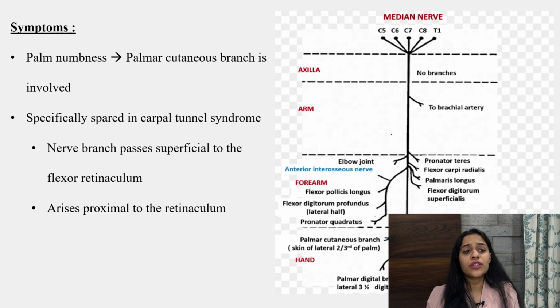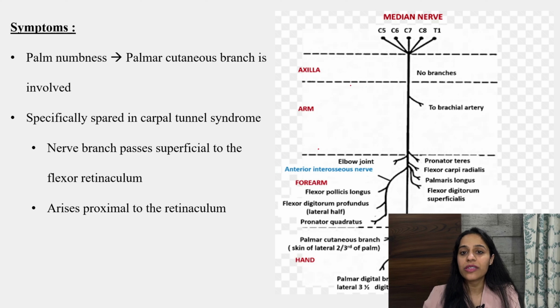So again, what symptoms will you have? You will have the same symptoms as carpal tunnel syndrome, but at the same time you will also have palm numbness, and the entire palm will be numb, because the palmar cutaneous branch is also involved. Now we'll tell you how the palmar cutaneous branch gets involved. For that you need to know a bit of anatomy of the median nerve.